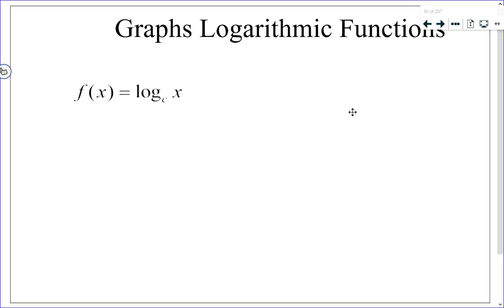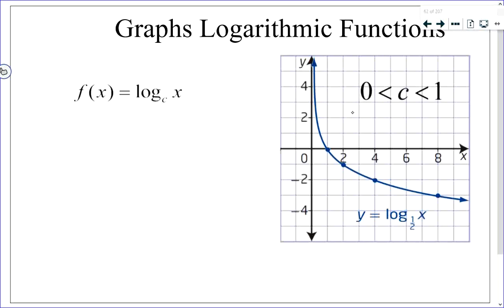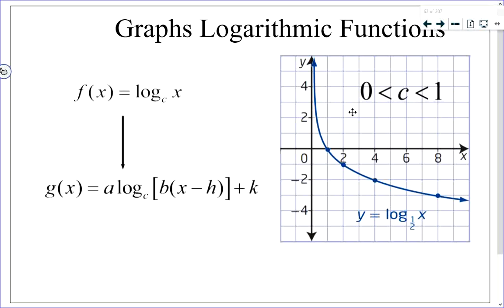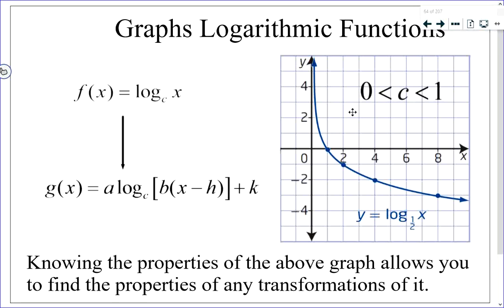Now, you're also expected to know what this graph looks like if the base is between 0 and 1. And it looks like this. According to the diploma exam and the standards documents that I see, you are not expected to know the properties of transformations of this graph. But I have seen questions on diploma exams where, if you did understand this, it would be helpful. So knowing the properties of the above graph will allow you to find properties of the transformations of it, but chances are you're not going to need to use this on the diploma exam.